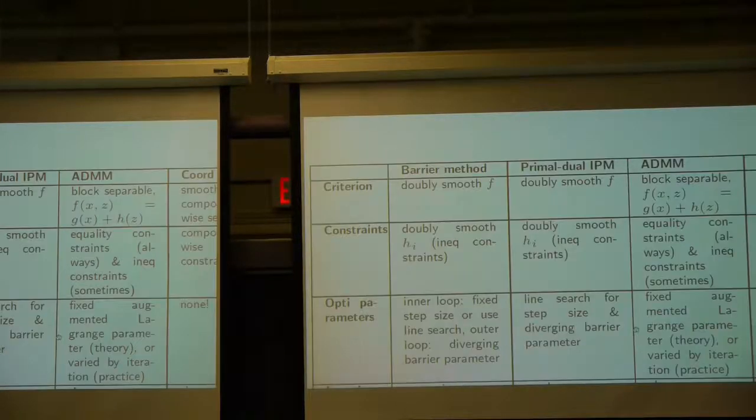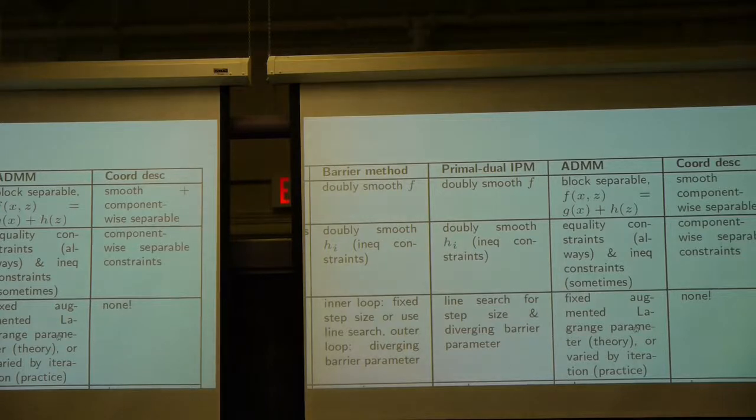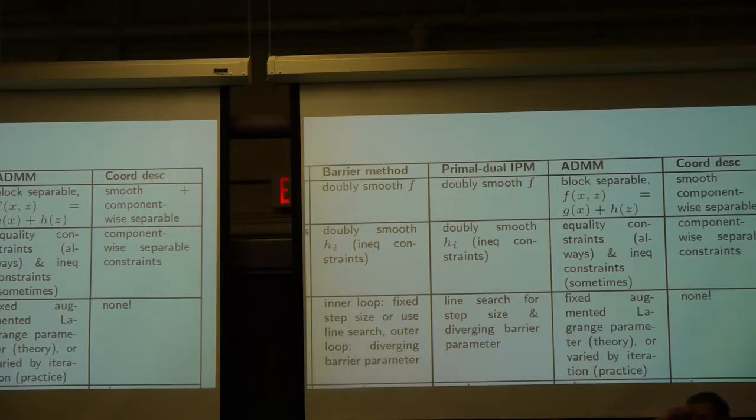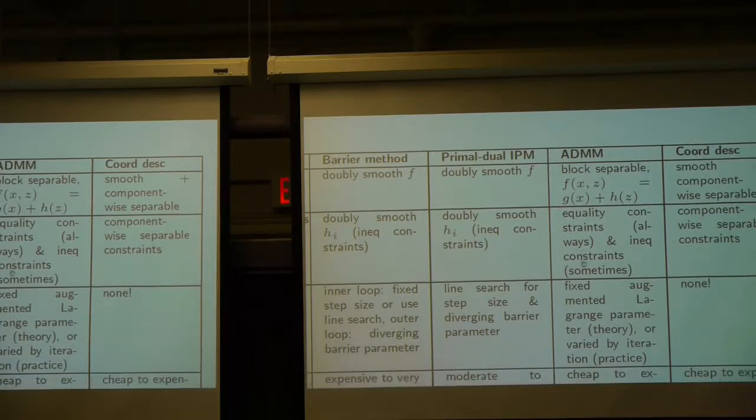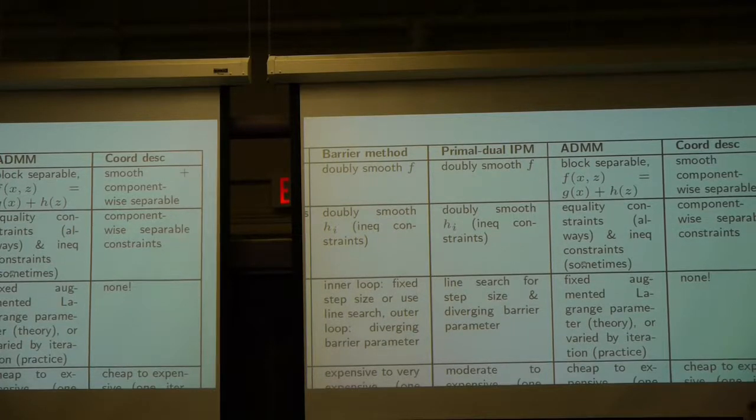So what do ADMM and coordinate ascent assume? They're actually very different from each other and from the other methods. For ADMM, we assume that the function is block separable. So you'll maybe spot a bit of a similarity here to the proximal gradient assumption. But actually, we assume not that f decomposes as g of x plus h of x, but that we can separate f of x comma z as g of x plus h of z. So we can separate it in terms of how it operates on the variables. We can handle equality constraints always, and we can handle some inequality constraints. That will become more precise when we learn the method.